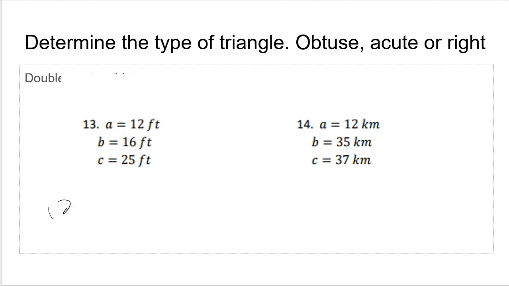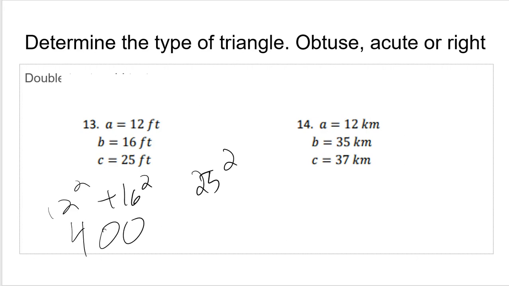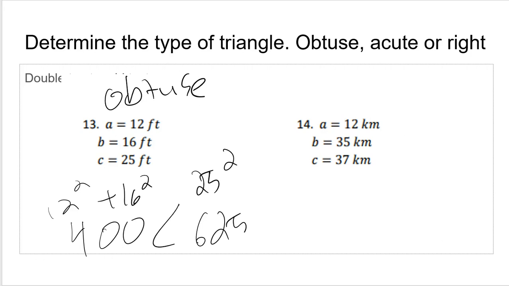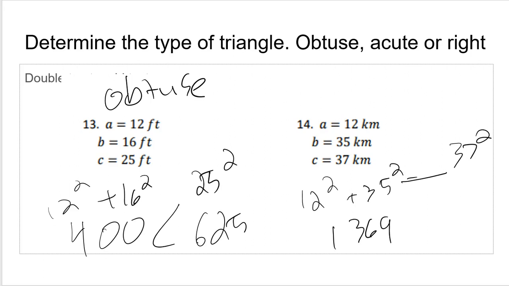All right, next one. Once again, 12 squared. They're always going to tell you what's a, what's b, and everything like that. So 12 squared plus 16 squared comes out to be 400, and 25 squared is 625. So once again, it's obtuse. We have 12 squared plus 35 squared, and then blank, 37 squared. That's 1,369, and let's do 37 squared. And we get 1,369. They're equal, so let's make this right.